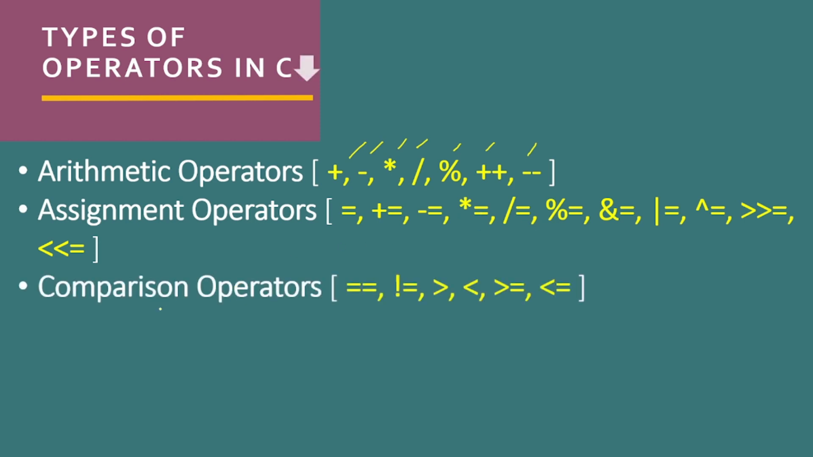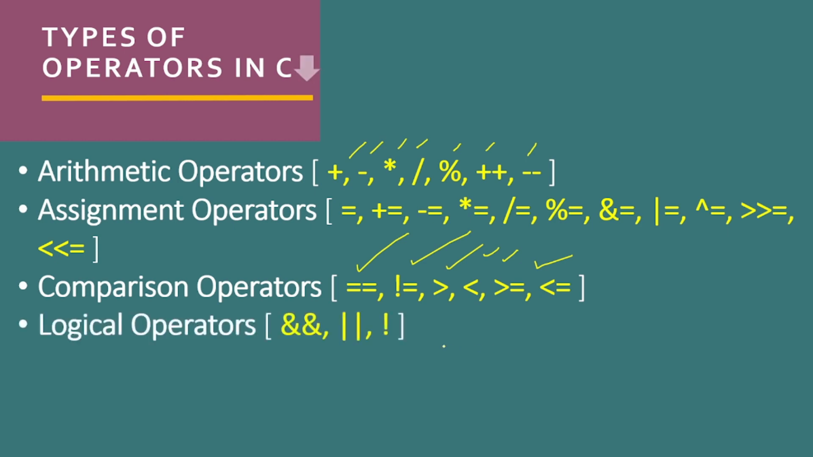There are comparison operators. These are operators used for comparing purposes: equal to, not equal to, greater than, less than, greater than equal to, and less than equal to. They are used for comparing two things. For example, I have given you two numbers, and then you are going to compare which number is greater. So this could be used there. There are logical operators used for combining more than one comparison, and we will be seeing this in the demo today. This is called and, this is called or, and this is called not.